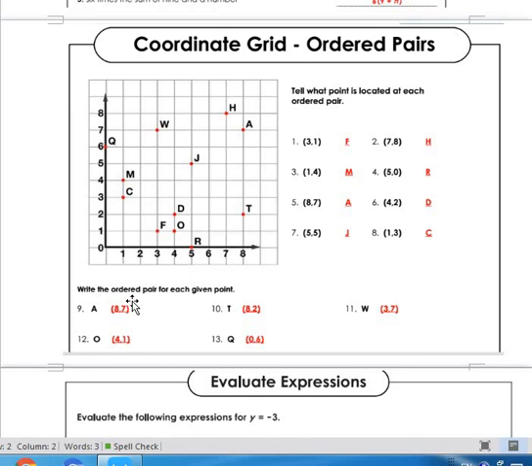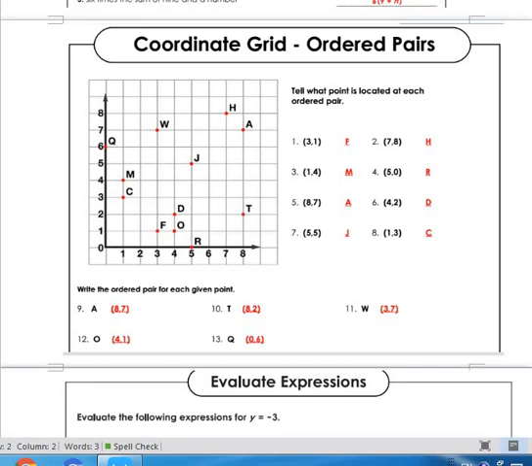Okay, write the ordered pair for each given point. I have here point A. I go here on the x-axis until I get to the point of A. It's 8. Then go up until I reach here on the y-axis. It's 7. So the ordered pair here is 8 and 7.